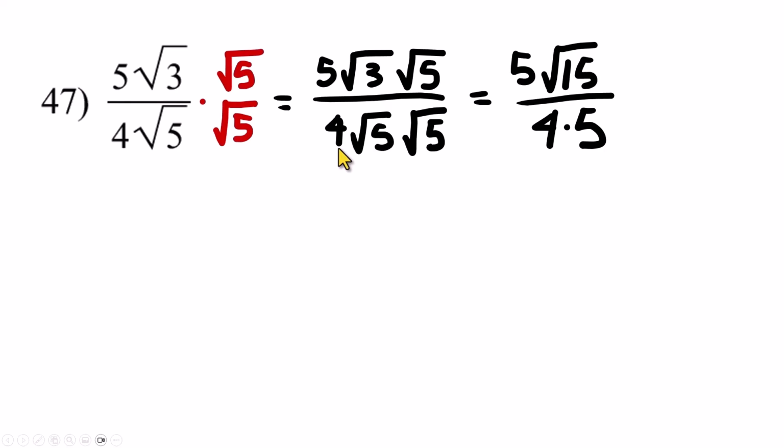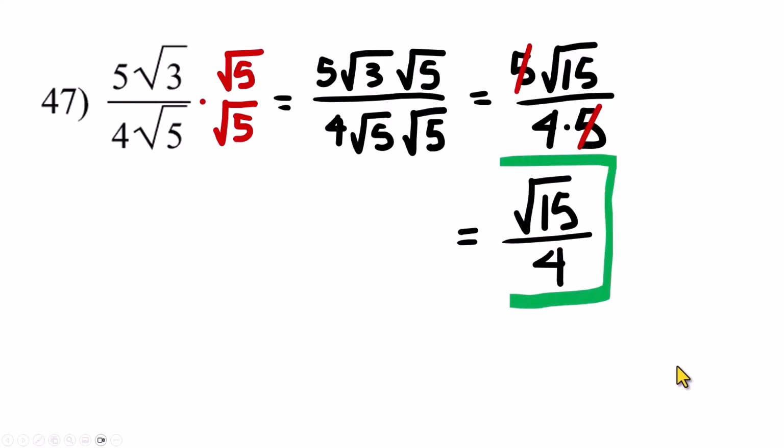And then I have 4 times, this is 5. Root 5 times root 5 is just 5. Remember, it turns out to be root 25, and root 25 equals 5. I just skipped a step right there because we just did it. Now these 5s are going to cancel each other out, and what you're left with is root 15 over 4. There's nothing more to do here. You can't break that root 15 down and do any more canceling, so put a box on it.